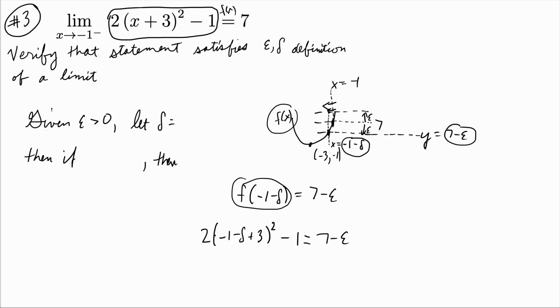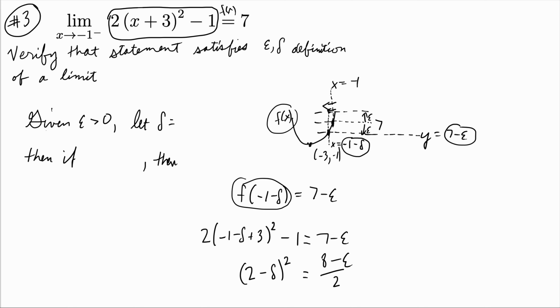So here let's isolate the square root. Let's see, we can add 1 to both sides. So we get 8 minus epsilon, and if you want we can divide both sides by 2, and that's going to be equal to, then we can simplify in here, -1 and 3 is 2, 2 minus delta, quantity squared. We're trying to figure out what the delta is for this given epsilon.